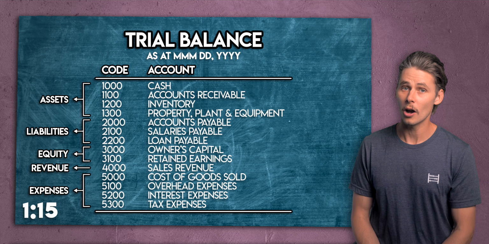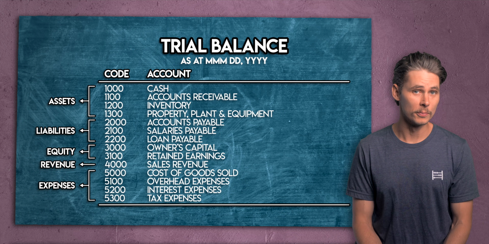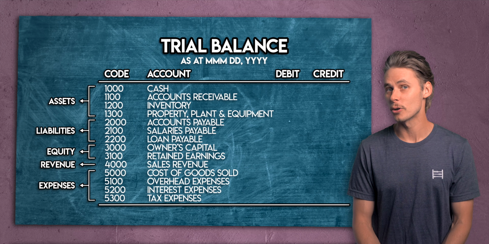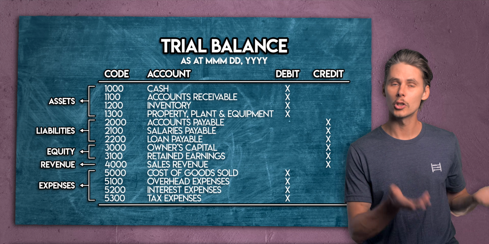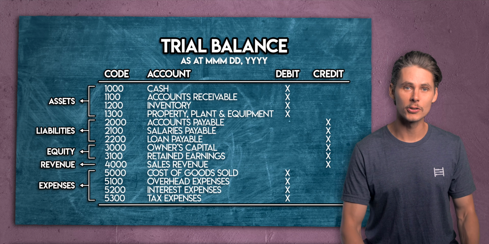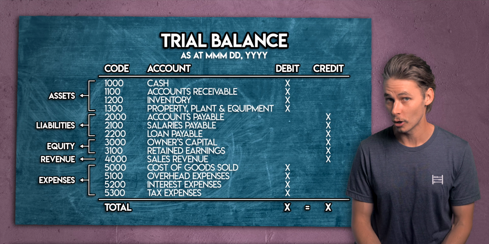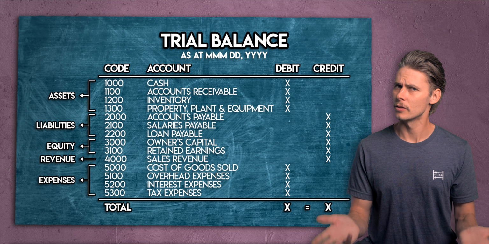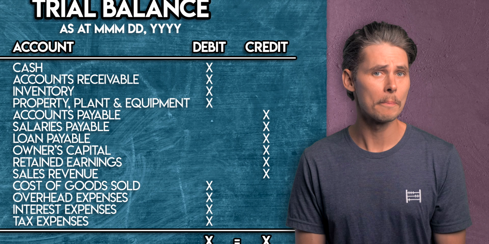To turn it into a trial balance, we need the balances. So let's add 2 more columns, one for debits and one for credits. Debits go on the left and credits go on the right. The trial balance always has to balance, so the total of the debit column must equal the total of the credit column. But what if that's not the case? What do you do if a trial balance does not balance?